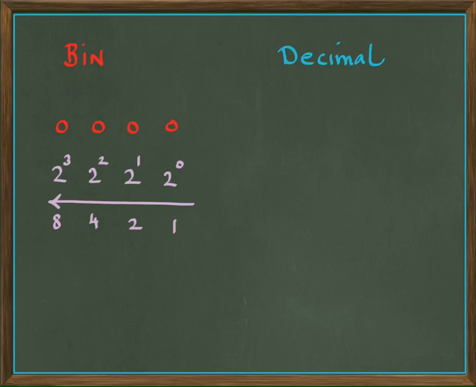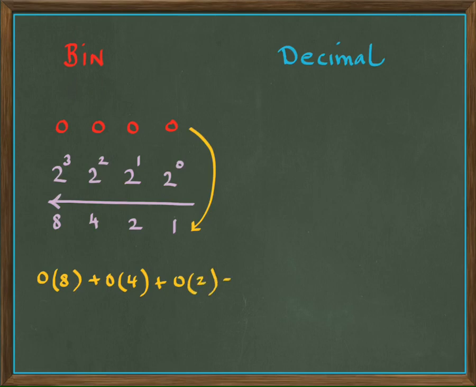That's 8, 4, 2, 1. Now multiply each red value with its corresponding purple value and add it up. 0 into 1 plus 0 into 2 plus 0 into 4 plus 0 into 8. Of course, in this scenario, it will all add up to 0. That means 0, 0, 0, 0, the 4-bit binary number, is in fact corresponding to the decimal value 0. So that's how you do the conversion.